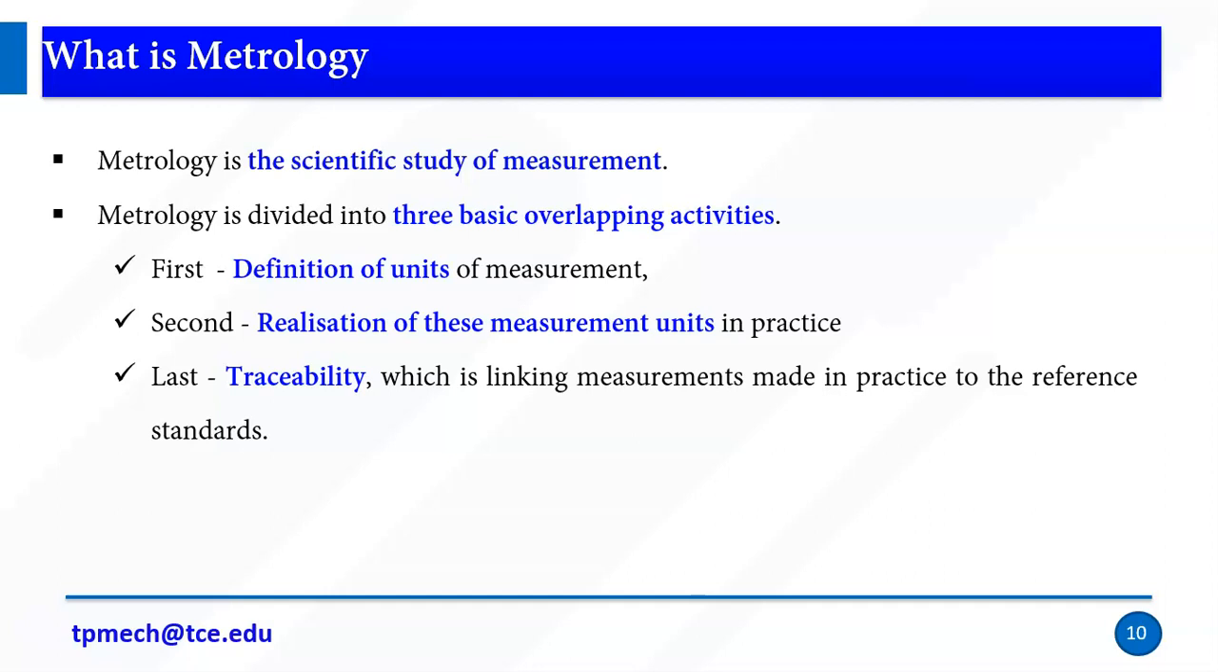So if one equipment gives 10 meter for a 10 meter object, then if I'm using the secondary equipment to measure, it should show the same value. That same value will be there. It should be the traceability. So that traceability part we will consider.